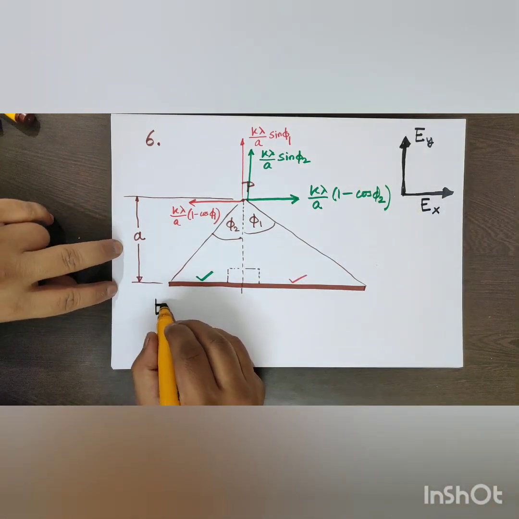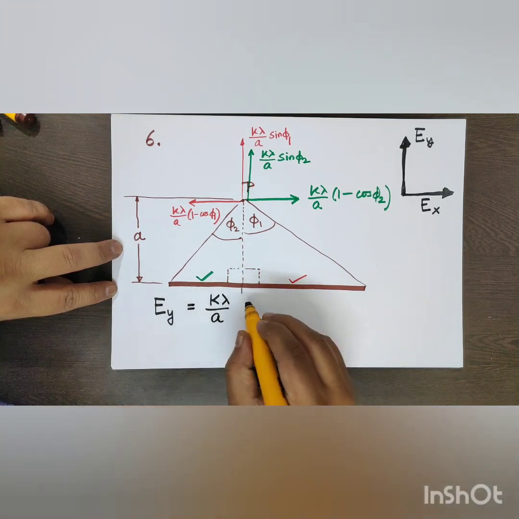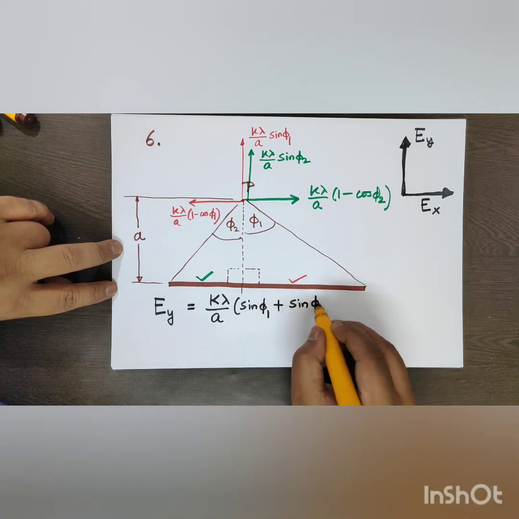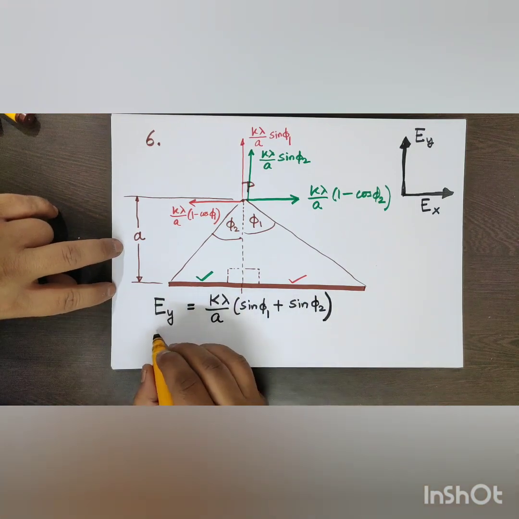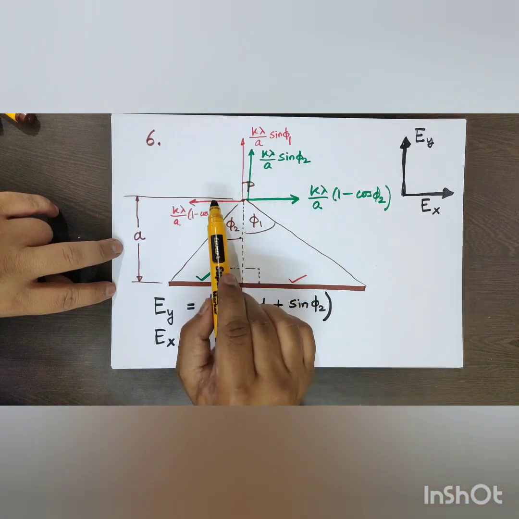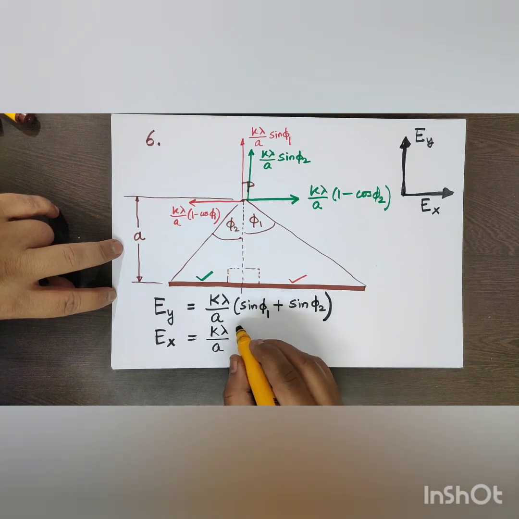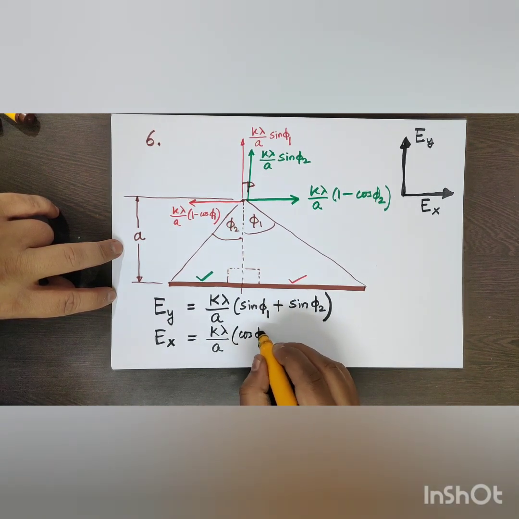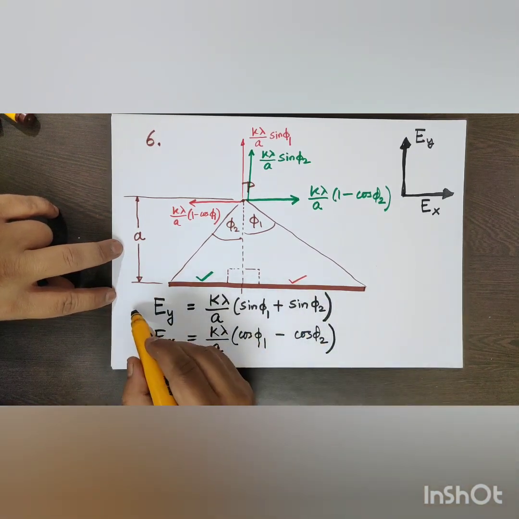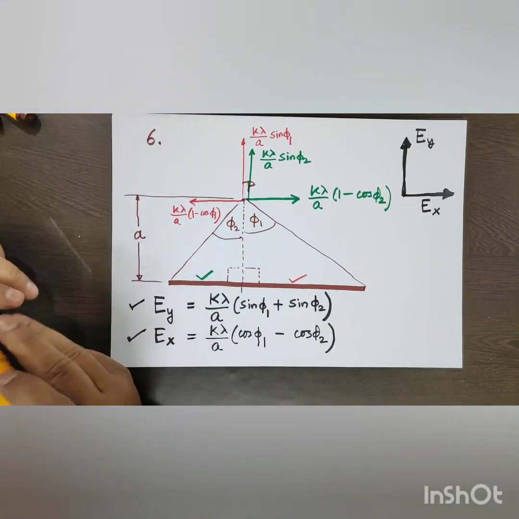As we see, if you add up the fields, Ey is equal to kλ/a (sin φ1 + sin φ2). Ex is equal to this green one minus the red one, so that's kλ/a (cos φ1 − cos φ2), right. So these are the formulas for calculating the field due to a line charge.